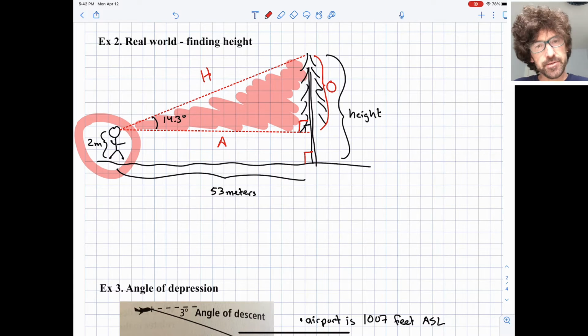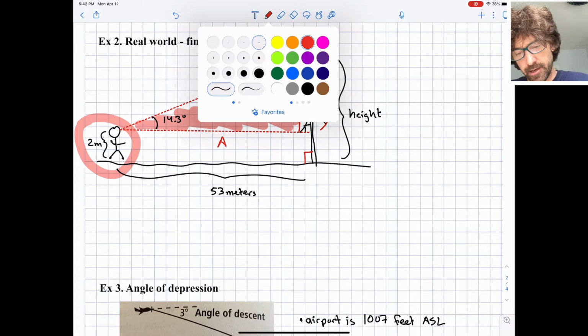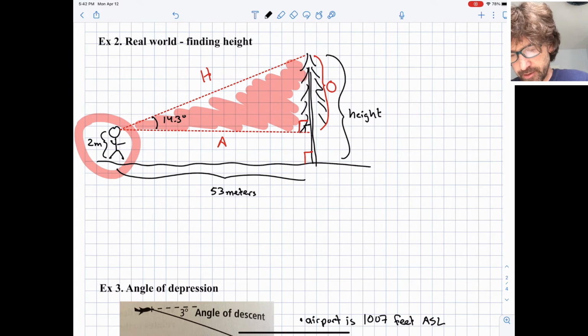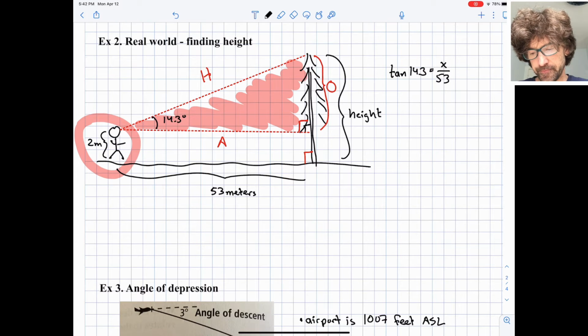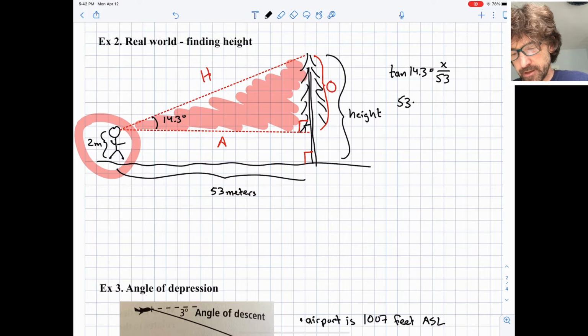So it looks like we're going to be using tangent. We can write out that the tangent of 14.3 degrees is equal to our unknown partial height of the tree, x, divided by 53, the adjacent side. Let me multiply both sides by 53, and we can say that 53 times the tangent of 14.3 is equal to x.